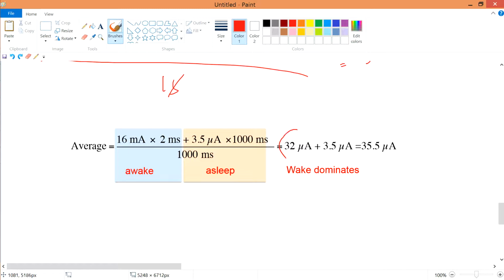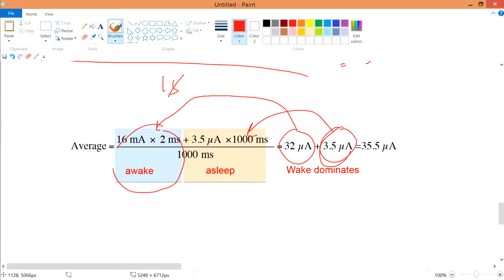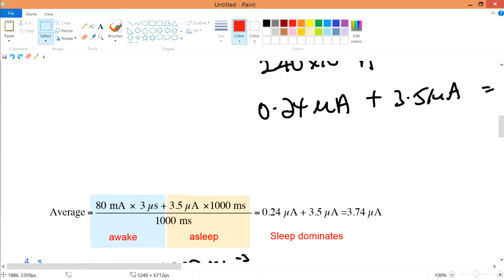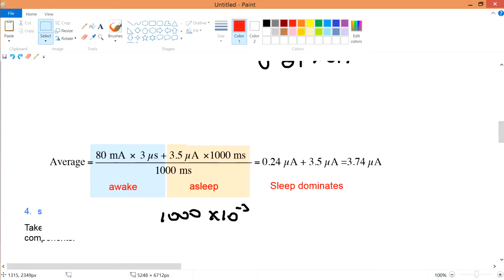And over here, as you can see, the awake part is taking in more current than when you're asleep. When you're asleep, you're taking in 3.5 microampere, while when you're awake, you're taking in 32 microampere, which is kind of a lot. If you compare this value 35.5 with our previous one, this is 3.74. So that's what we have calculated just a while ago, 35.5.